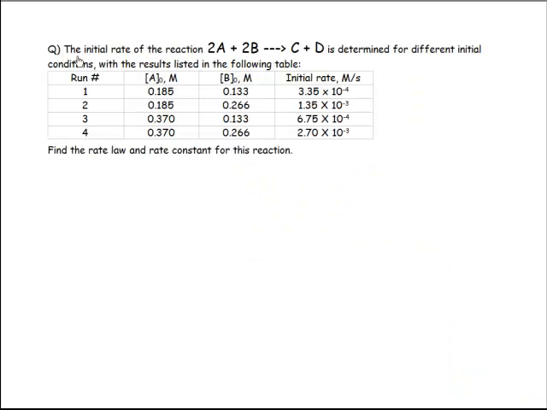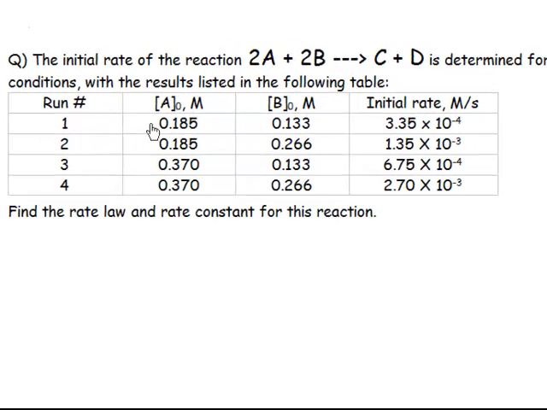second inverse. Now a very similar numerical out here. The initial rate of the reaction 2A plus 2B giving you C plus D is determined from different initial conditions with the results listed in the following table. So this is the table. The experiments were carried out 4 times. What we can see in experiment number 1 and experiment number 2 is that the initial concentration of A is kept constant, whereas the concentration of B is doubled. The rate of the reaction in this case increases.